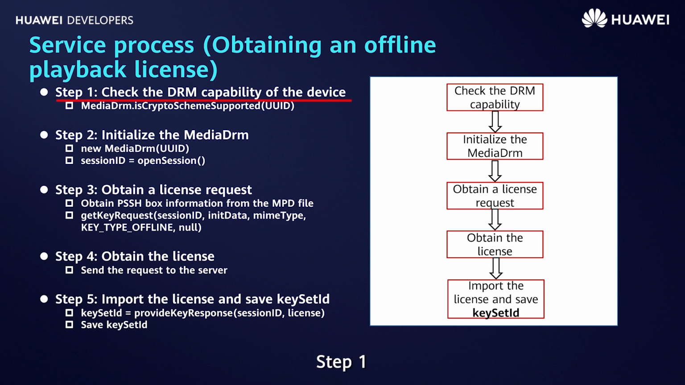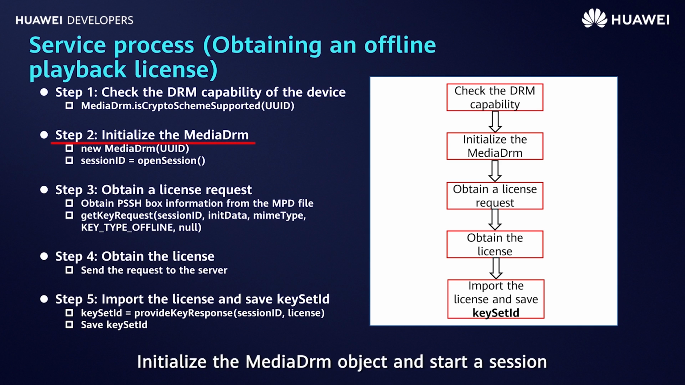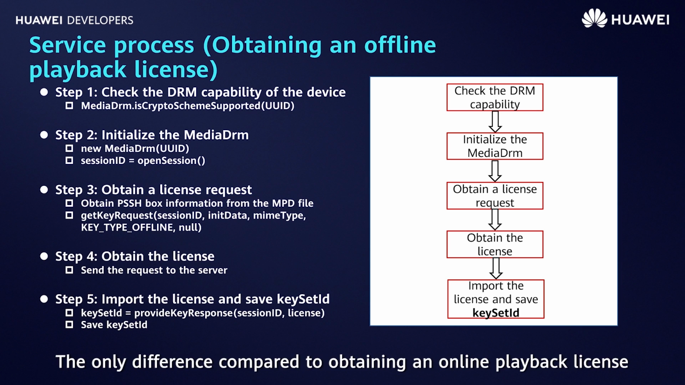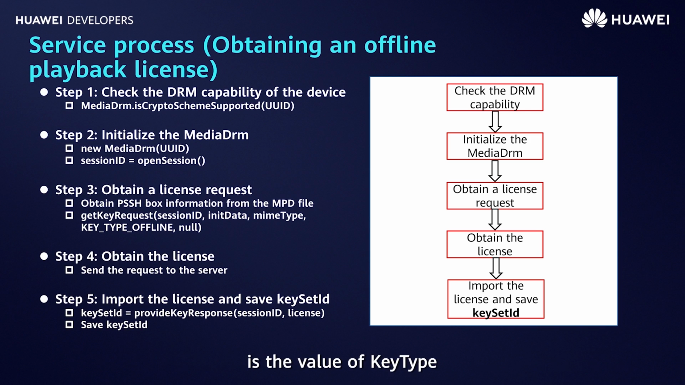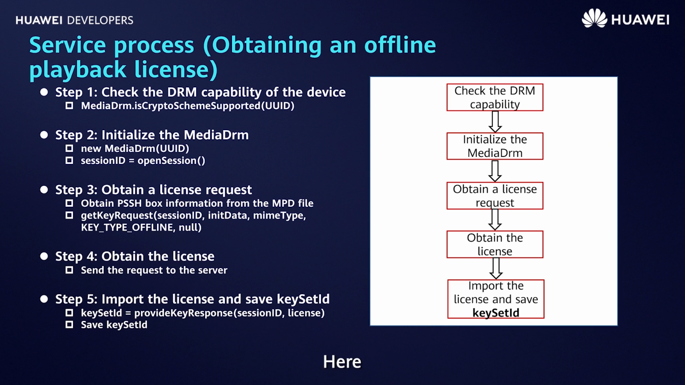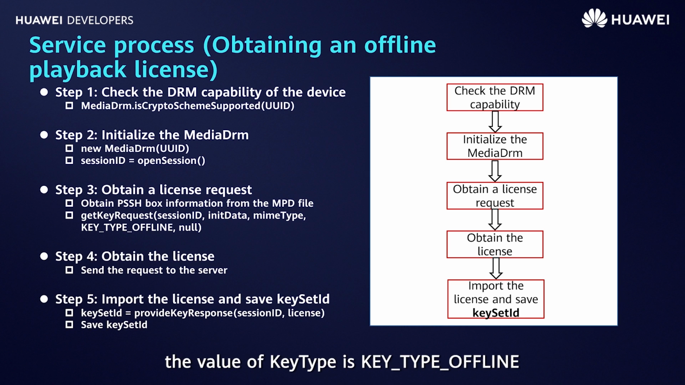Step 1. Check which DRM the device supports. Step 2. Initialize the MediaDrm object and start a session. Step 3. Obtain the license request. The only difference compared to obtaining an online playback license is the value of the key type. For obtaining an online playback license, the value of key type is KEY_TYPE_STREAMING. Here, the value of key type is KEY_TYPE_OFFLINE.